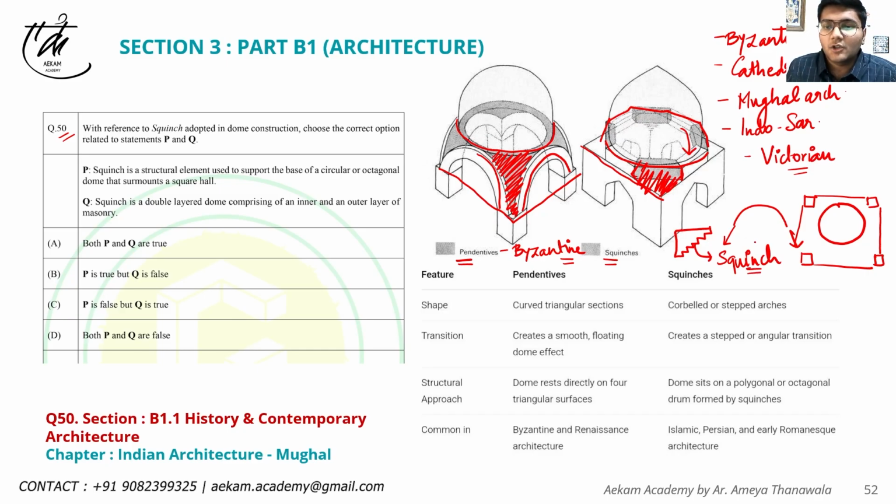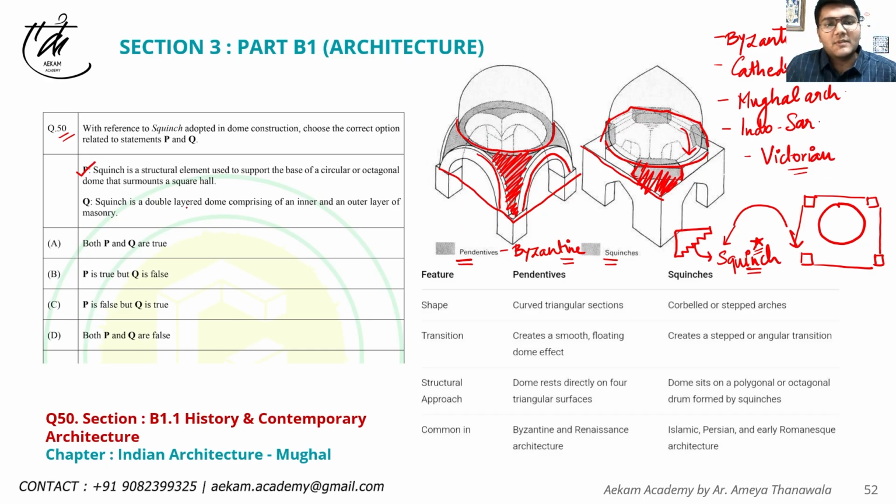We see squinches in a lot of Mughal architecture and late Jain architecture, and it is an important feature while studying Indian architecture. As we know, squinch is a structural element used to support the base of a circular or octagonal dome that surmounts a square hall. So this statement is definitely true.